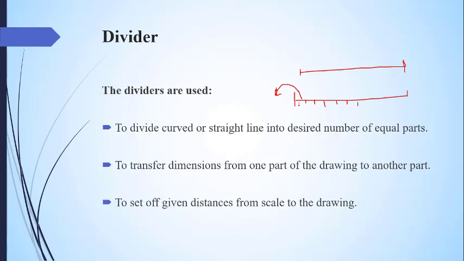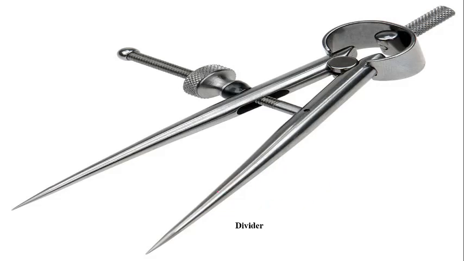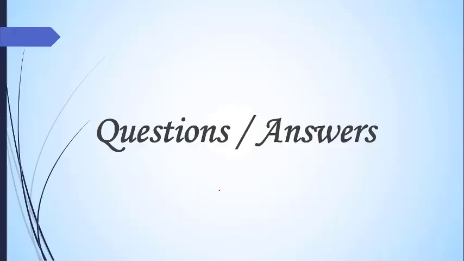For example, this is 1 millimeter and we want to draw a 1 millimeter line here, so we keep the divider here and draw a 1 millimeter distance or division here. To set off a given distance from the scale to the drawing, it can also be used for different distance set offs. This is the divider that is used for different dividing purposes or taking any dimension from one place to another.